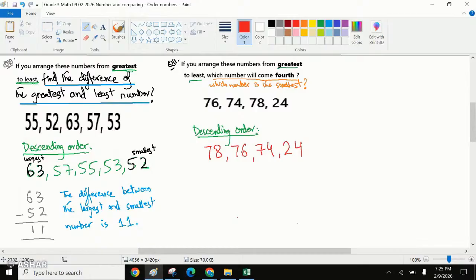So which number is the smallest? Yes, thank you. So the smallest number will be 24th. And they asked us the 4th position, right? If there would be 5 numbers, then we give the 4th position. But if there are only 4 numbers, the last number has to be the smallest. Okay.